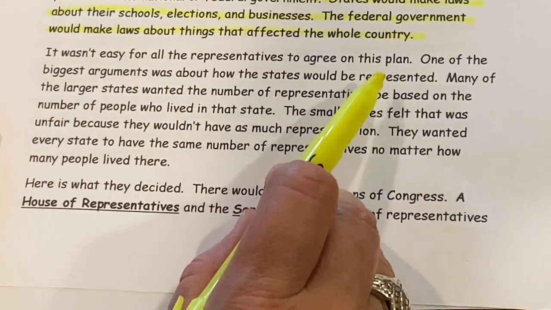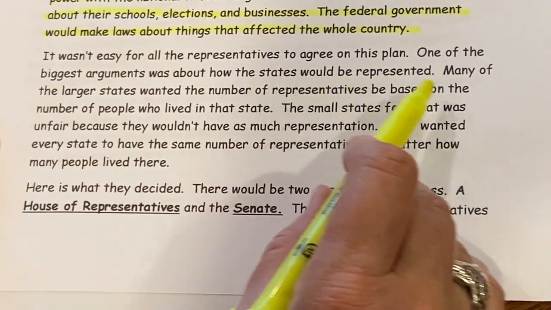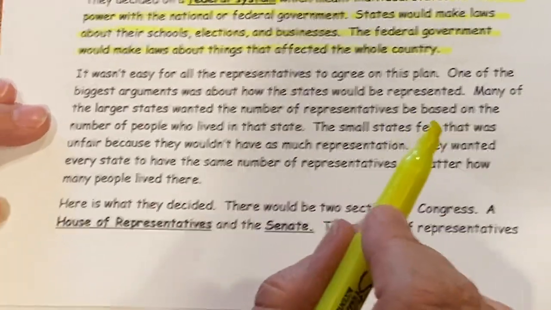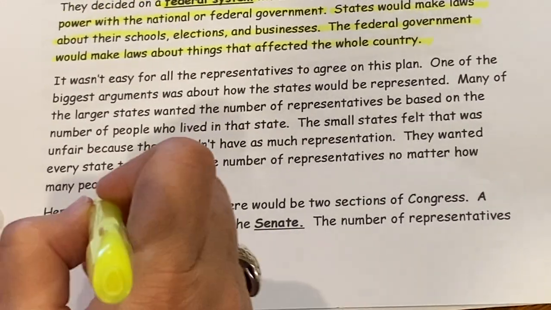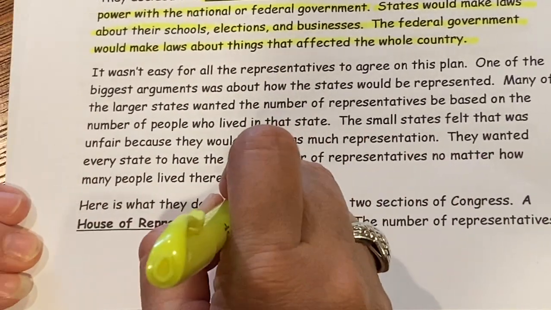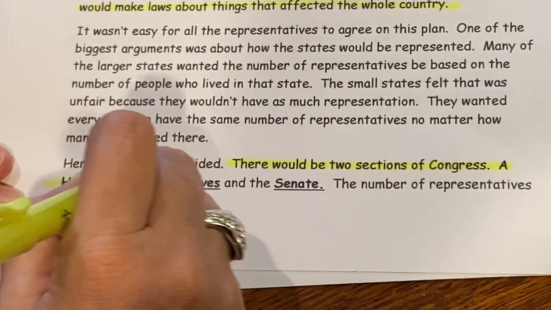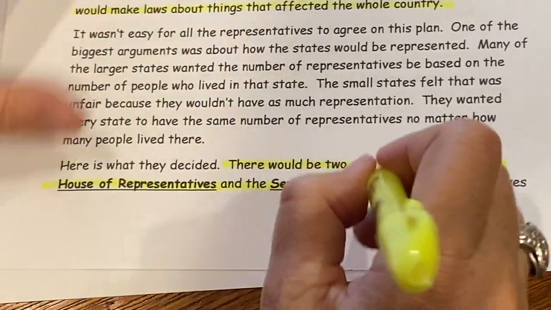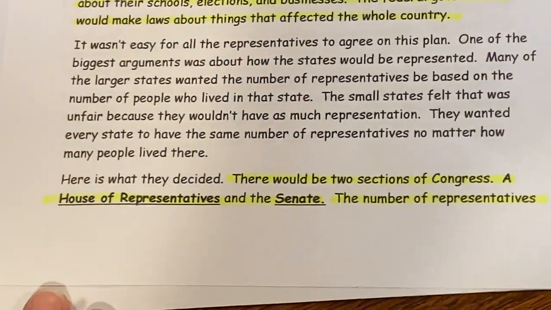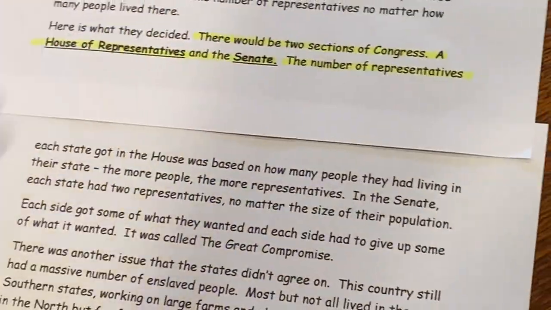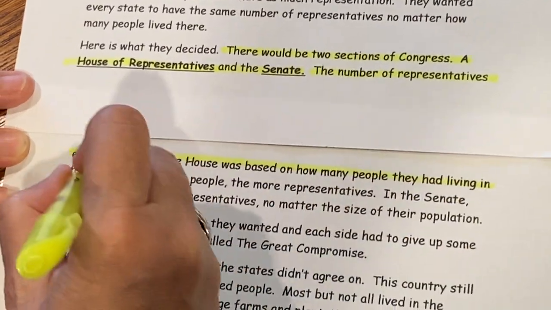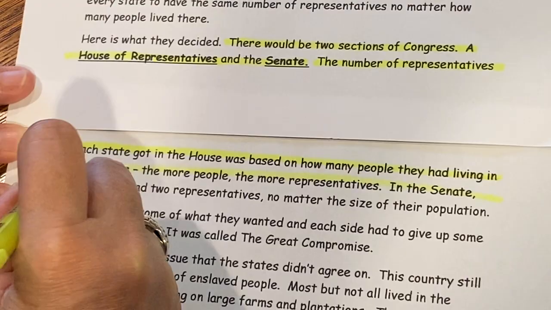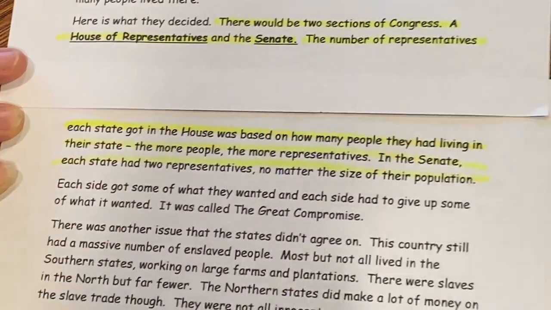Now we talk about how it wasn't easy. One of the biggest arguments was about how the states would be represented. So what I really want to include on our poster is what they decided. So let's skip down to here. There would be two sections of Congress, a House of Representatives and the Senate. And then let's include what that meant. So I'm going to include the stuff that explains what happens in the House of Representatives and what happens with the Senate. Okay?